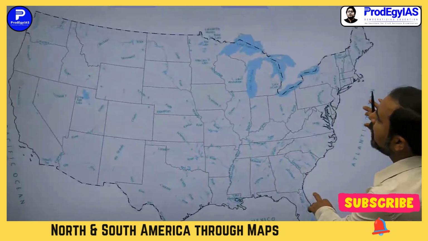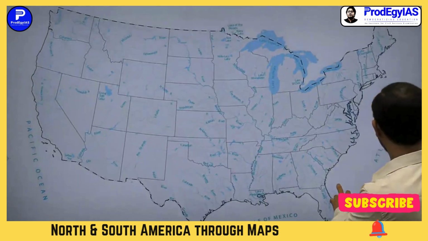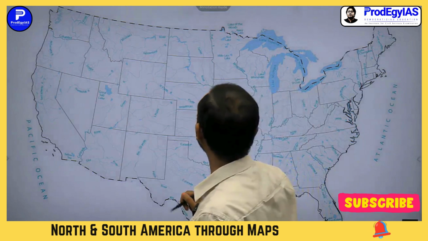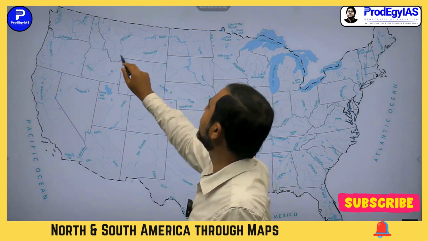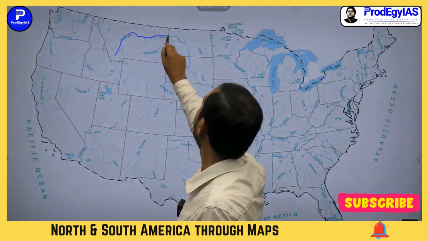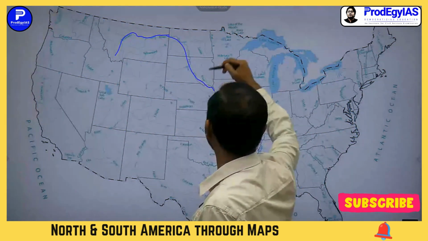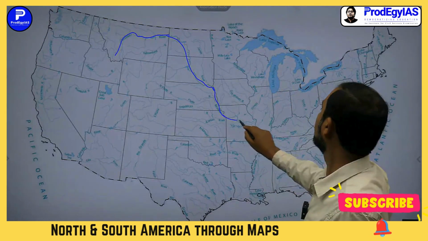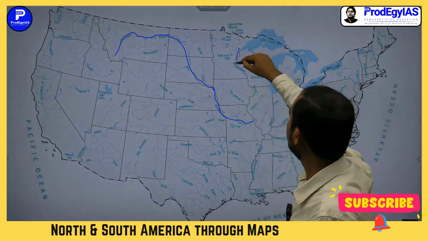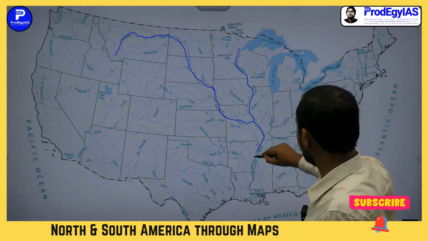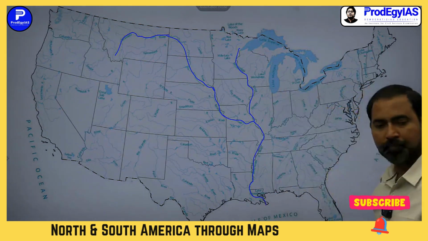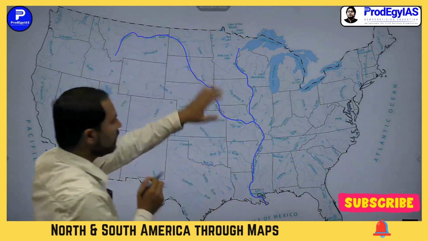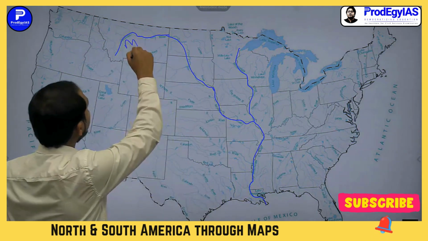This is the map of rivers and lakes. So the important rivers, we'll be drawing them here. This is the Missouri River. And this is the Mississippi River. You can locate them on your map. This is Missouri, this is Mississippi. Mississippi is the largest in USA.